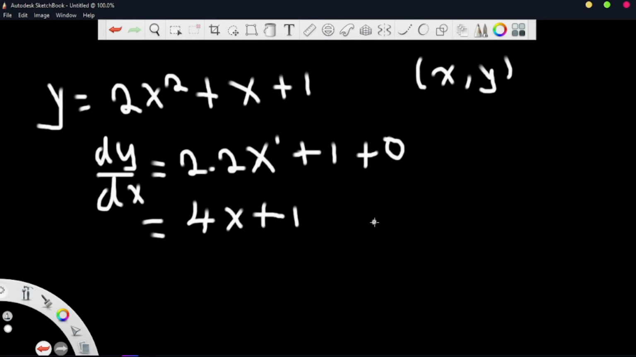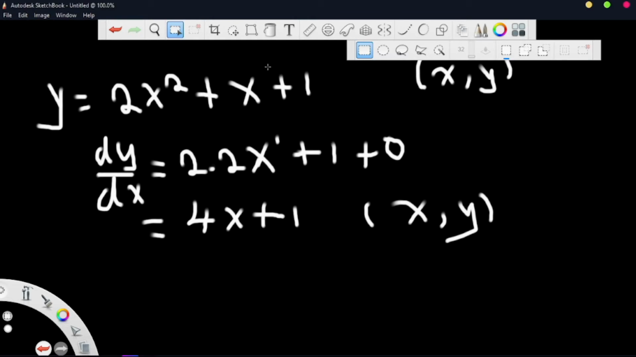And then at my point (x, y), since x and y are known values, this is my gradient at (x, y). So just like that, I have solved. Let's try out another question.